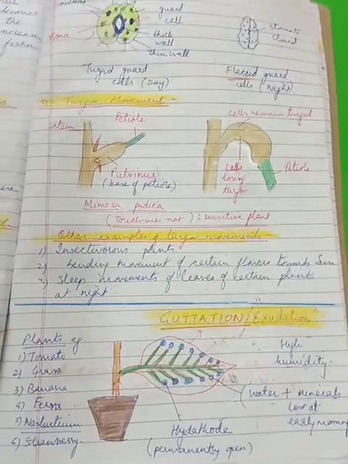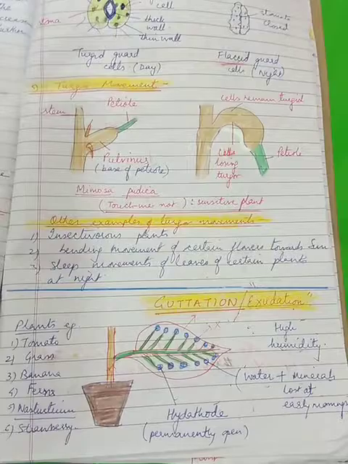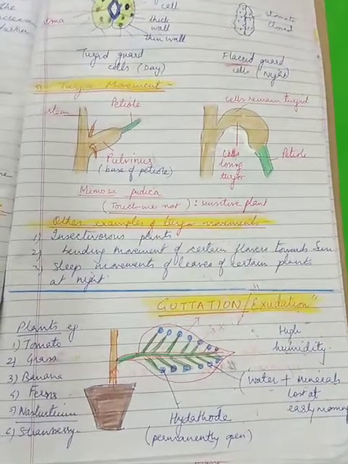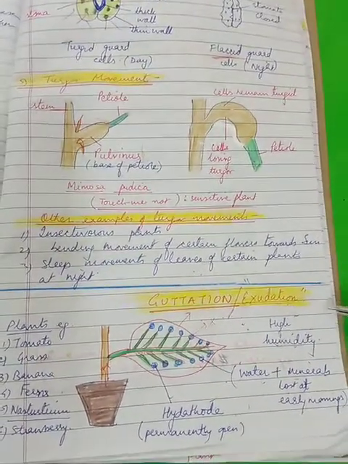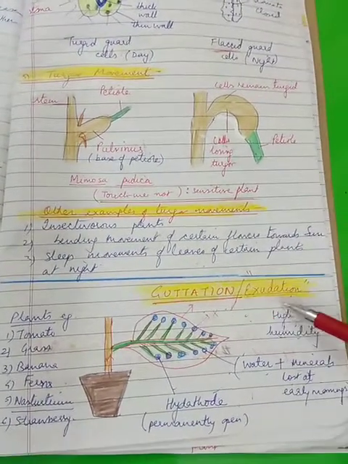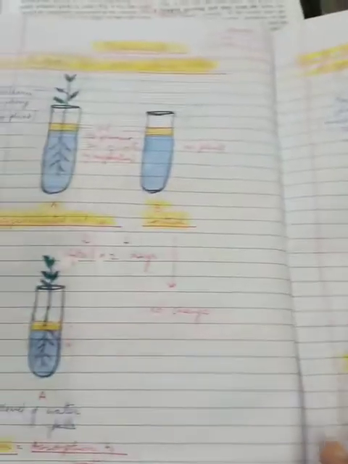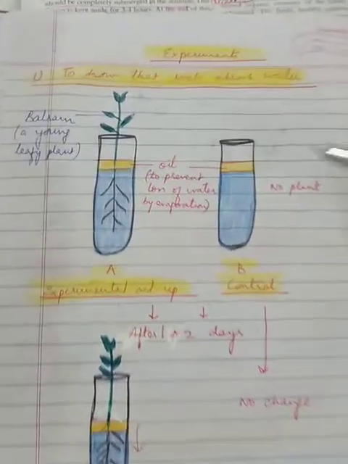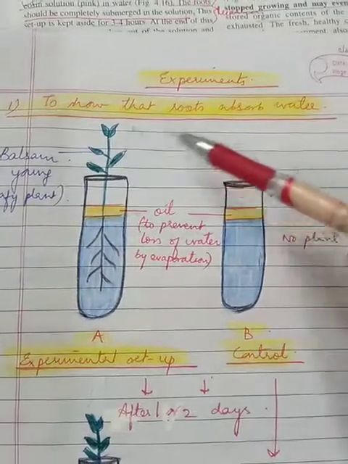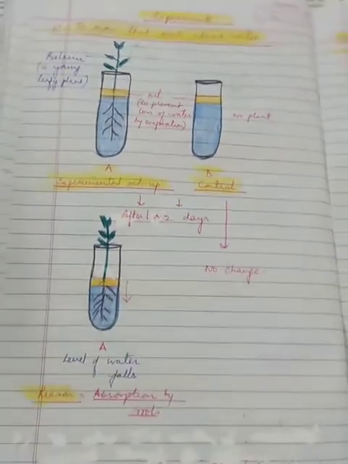Good afternoon, children. This is my sixth and last video on the chapter Absorption by Roots, the processes involved. In my previous video, I discussed guttation or exudation. Then after that, there were 4 experiments. The first was to show that roots absorb water. This I had discussed with you.